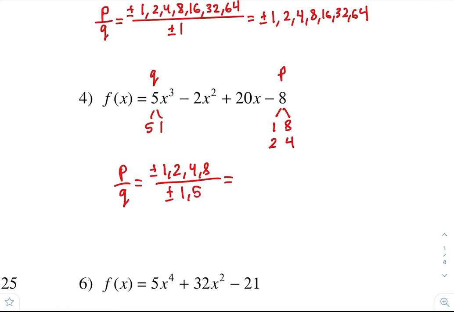Okay, so remember, you need to do all the factors of your constant term p over all the factors of q. So 1 over 1, 1, 2 over 1, 2, 4 over 1, 4, 8 over 1, 8. Now you gotta do 1 over 5, which is 1/5, 2 over 5, 2/5, 4 over 5, 4/5, and 8 over 5, 8/5. So those are all our possible rational zeros. Okay?